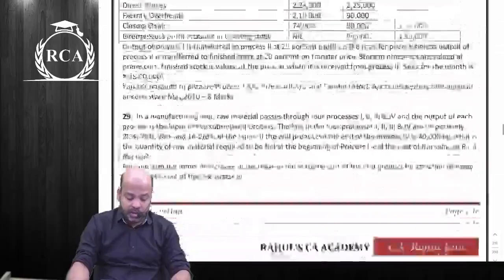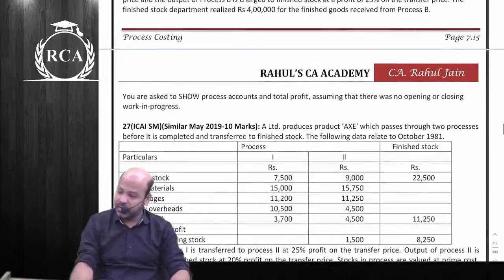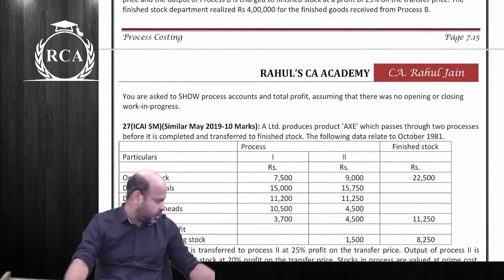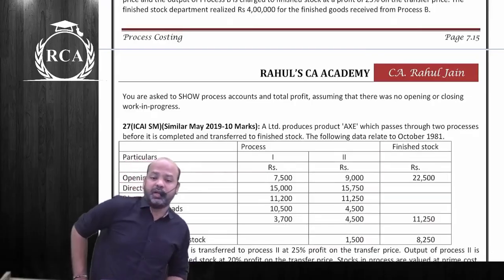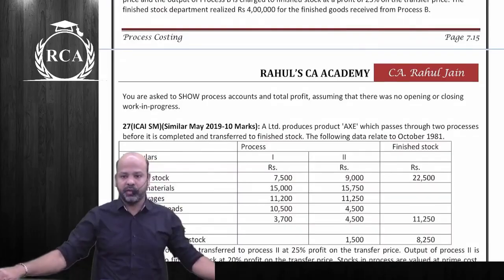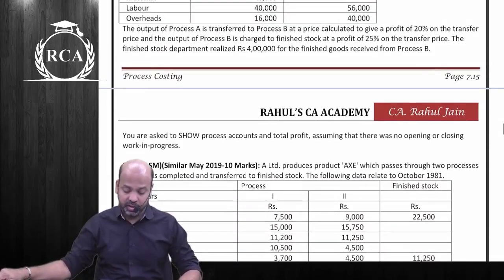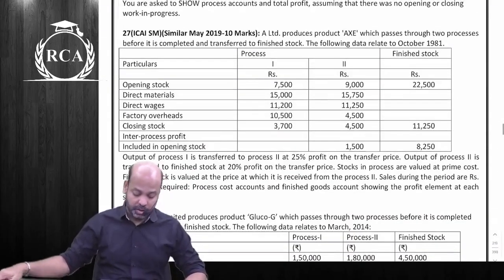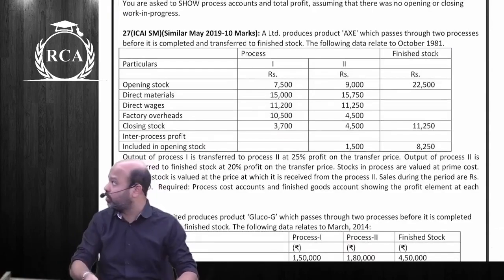The next 3 questions that we have are based on inter-process profit. That is the amount when inventories are transferred from one process to another process at cost plus markup. You're not transferring inventories from one process to another at cost. You're going to transfer them at cost plus a certain amount of markup. Are we clear? The three questions are the same. I'll directly explain the concept along with the question.